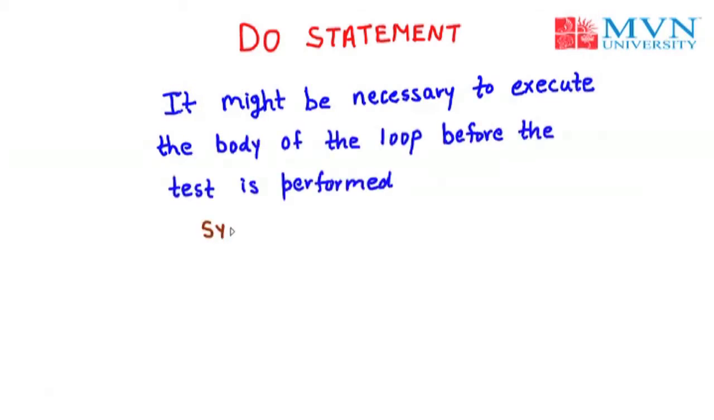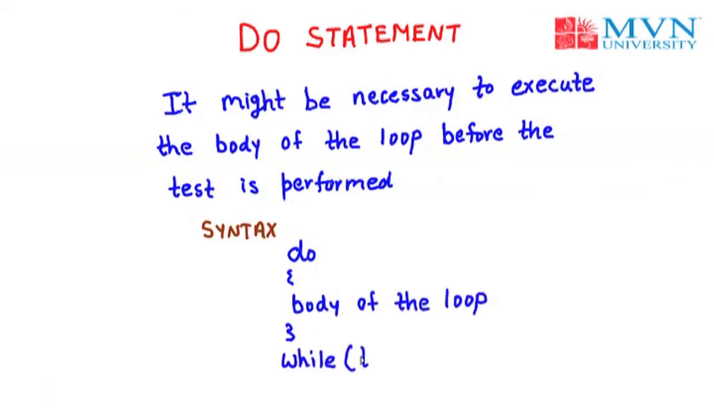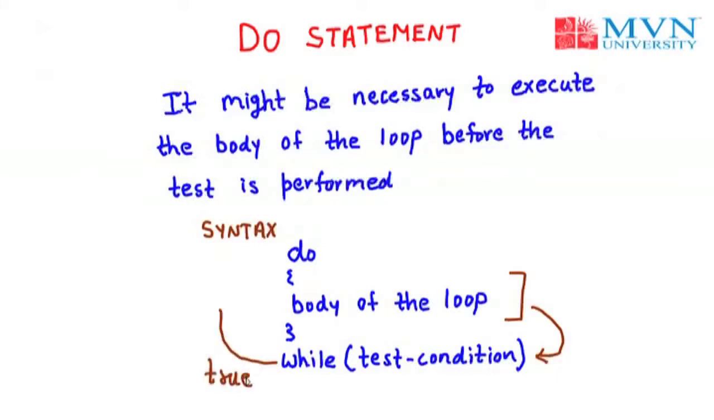The syntax of the do statement is the keyword do, then the opening braces, the body of the loop, closing braces, and then the while test condition. In this do statement, the program proceeds to evaluate the body of the loop first. After executing the body of the loop, the test condition in the while will be evaluated. If the condition is true, then again the body of the loop will be executed, and this process continues as long as the condition is true.